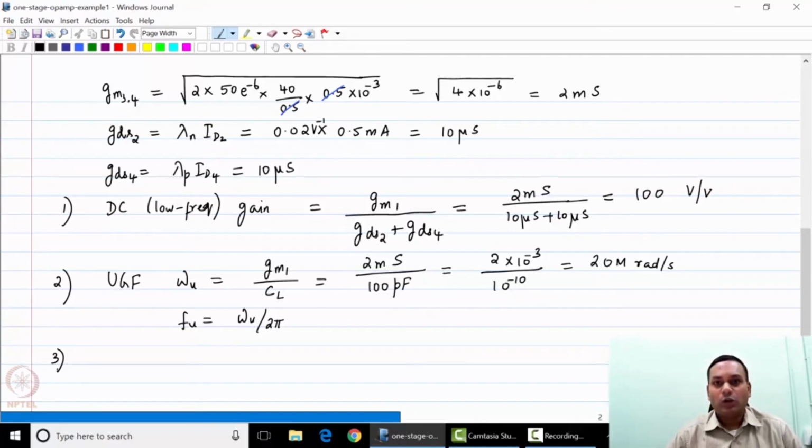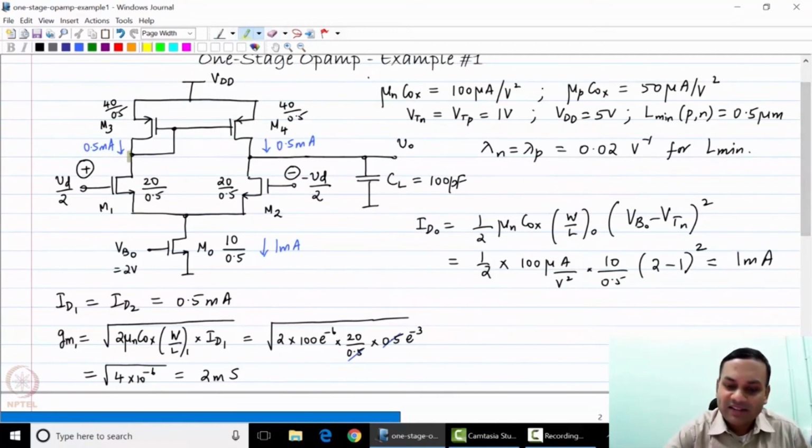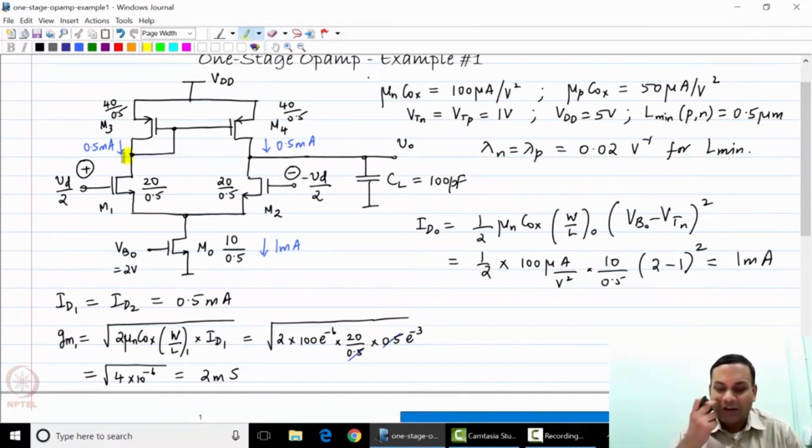The third component that we'll write down, we will skip the dominant and non-dominant poles and zeros, because we do not know what the capacitance is at node X. Since we are not given anything there, we will assume that CL is the only capacitance of interest.